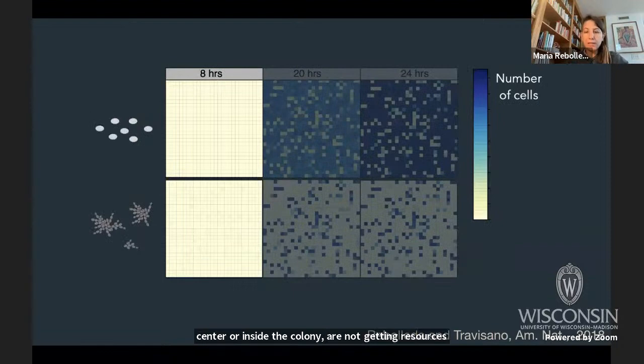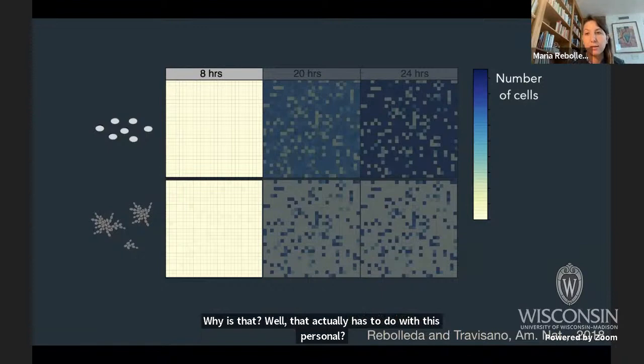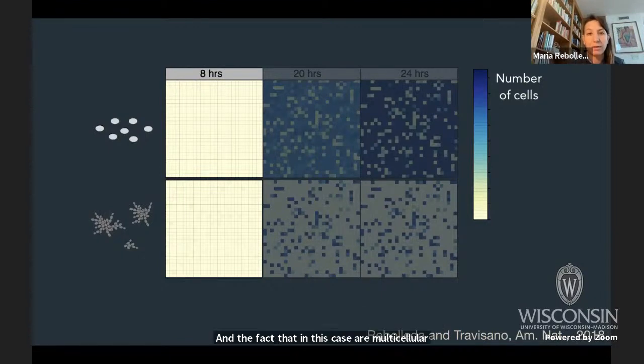However, when we compete them, we see a cost of fitness. So why is that? Well, that actually has to do with dispersal and the fact that in this case, our multicellular organisms have not evolved dispersal yet, so they're constrained by very intense local competition.